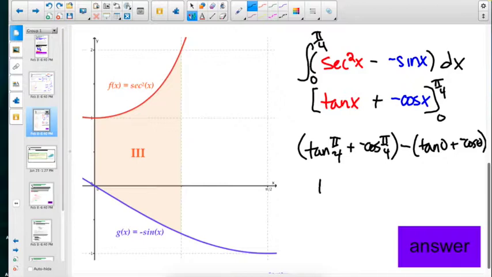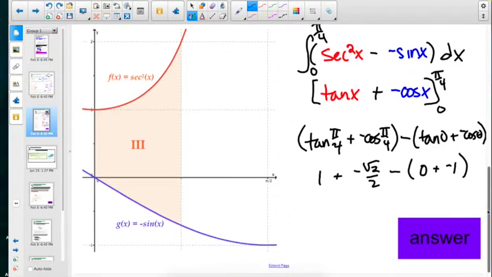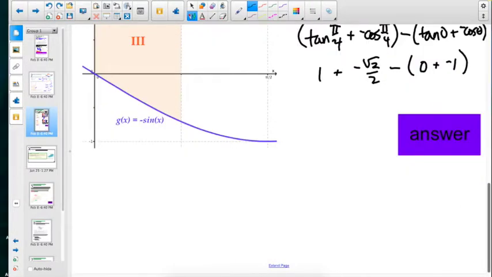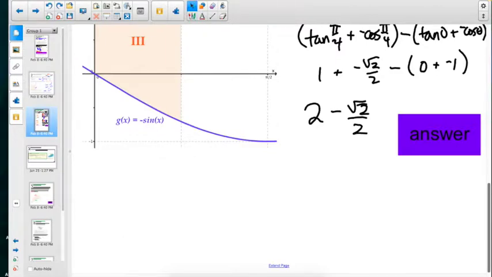So we have 1 plus a negative root 2 over 2. And we have 0 plus a negative 1. So how much do we have now? Yeah, we've got 2 minus negative, so we have 2 minus square root of 2 over 2. And that's about as simple as you can get.